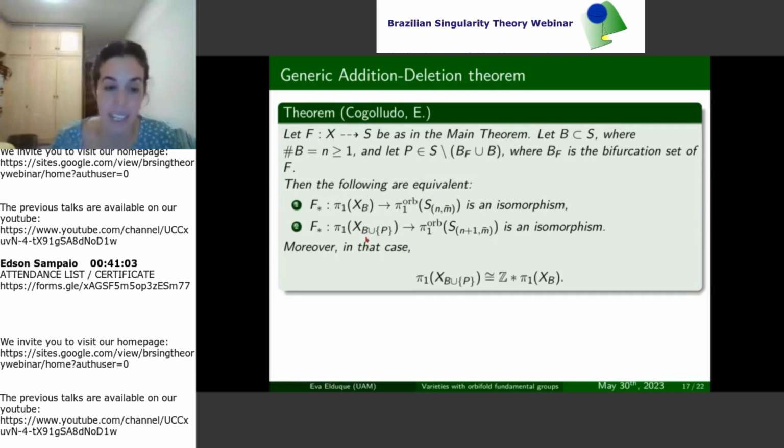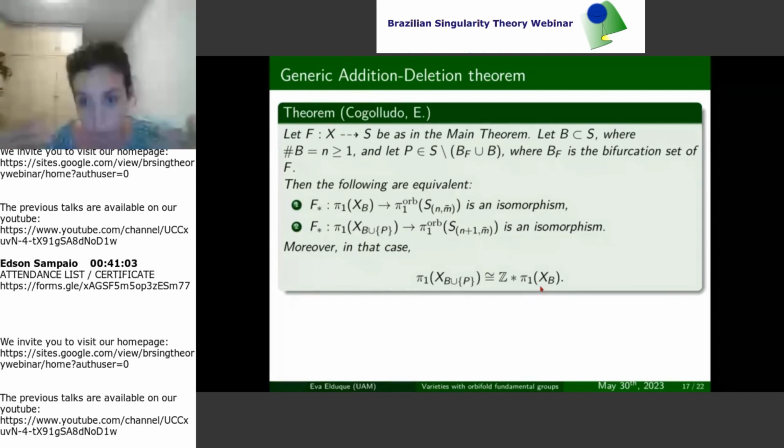And in that case, if you have either of these, because they're equivalent, the fundamental group of the curve with fewer fibers is going to be related to the fundamental group of the curve with one more generic fiber just by this C free factor. So really, this gives you a way to cook up examples. Once you have one example, you just keep adding generic fibers and your free part will become larger, but you're still going to be in this open orbifold fundamental group setting.